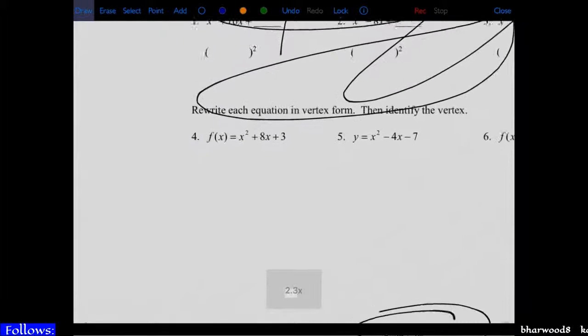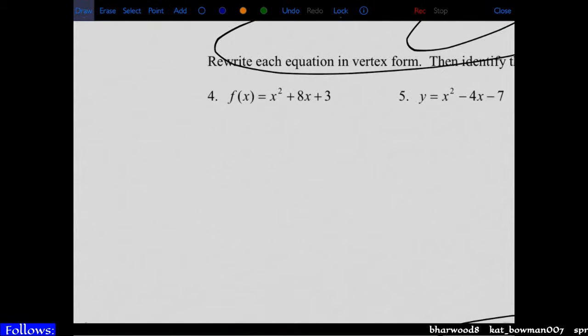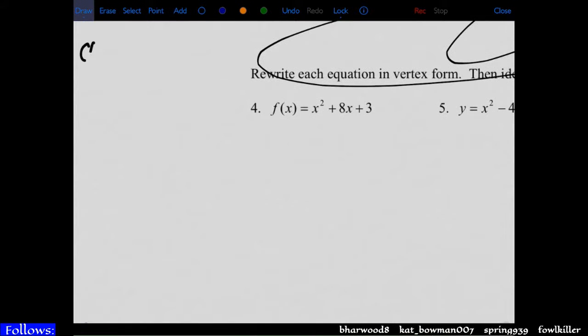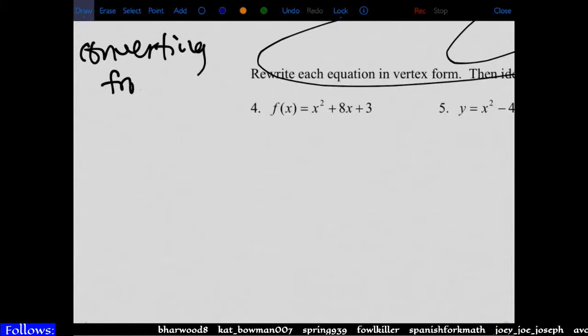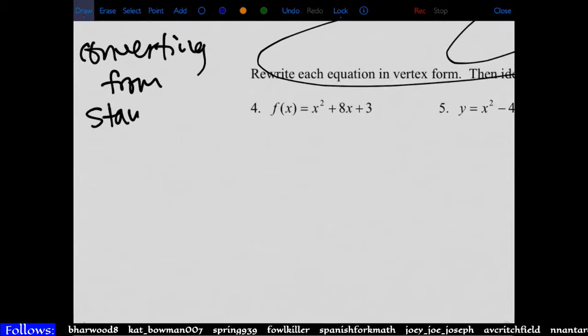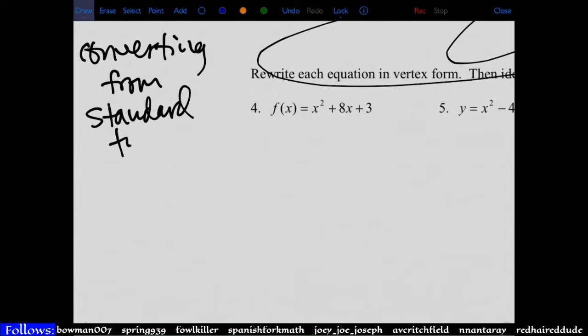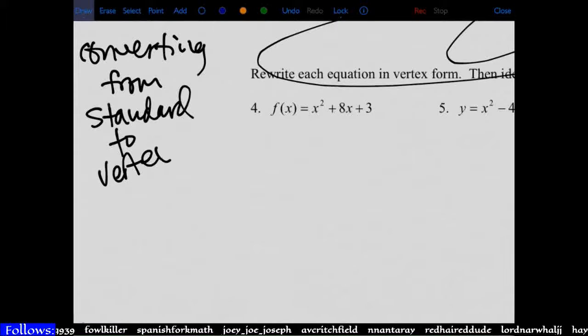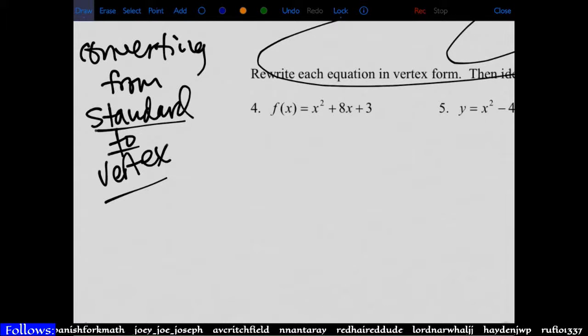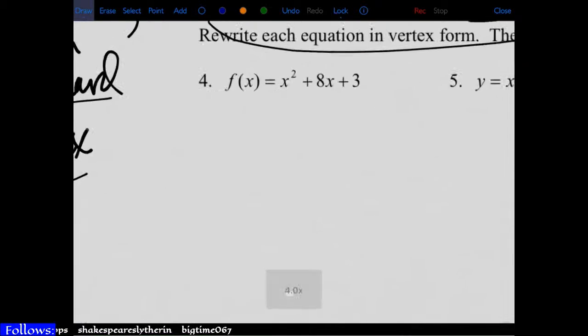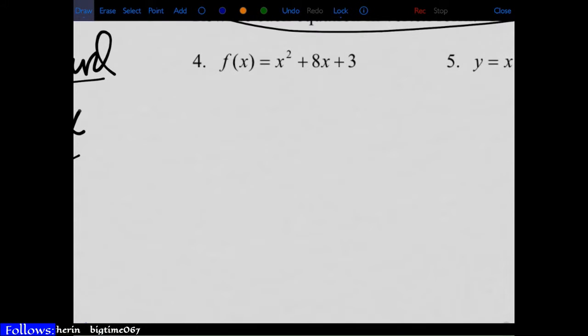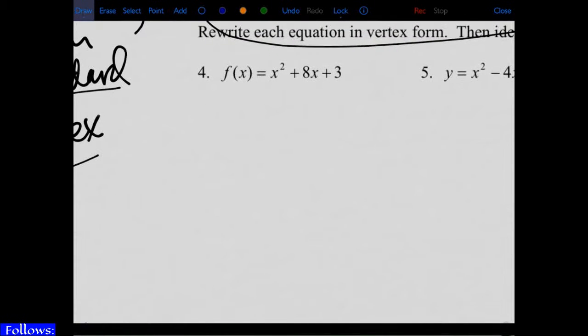So completing the square. This is converting from standard to vertex. This is what we're doing, converting from standard to vertex. All right, so completing the square. This is what it's all about.